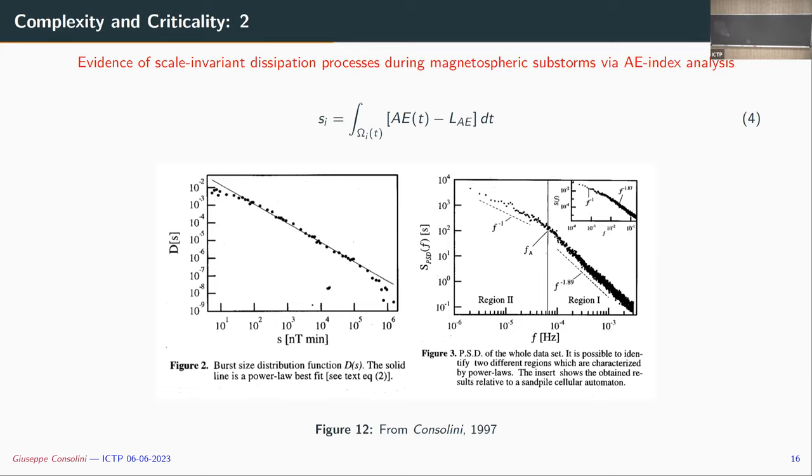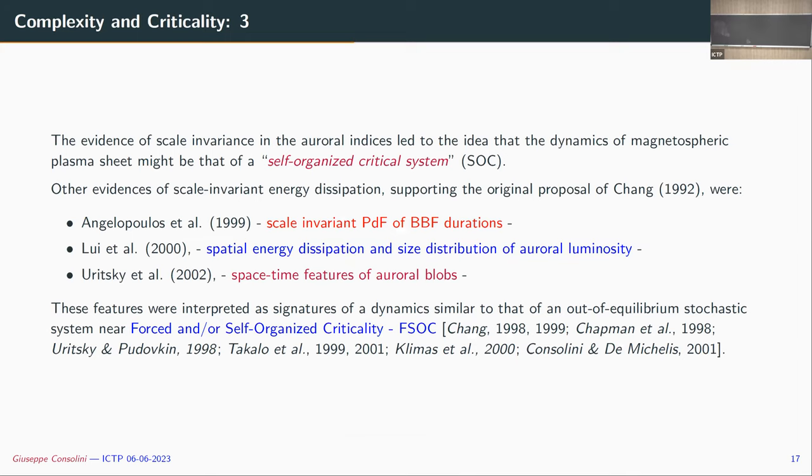Also, by comparing the spectral features of the index with the simulations from the sandpile models, we found that there was a very similar behavior. So this was one indication that perhaps the energy release during the magnetospheric substorm is a scale invariant process. This evidence was later corroborated by other measurements.